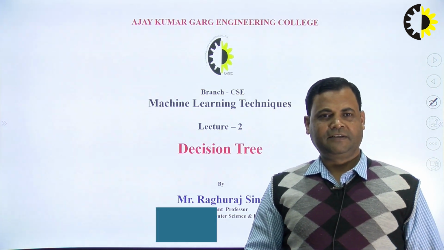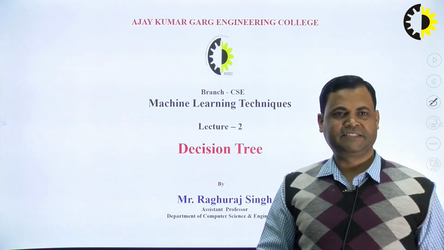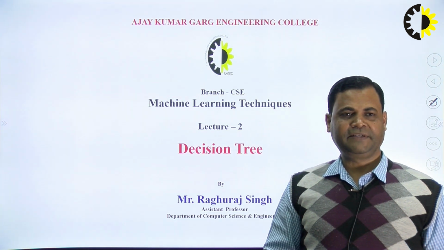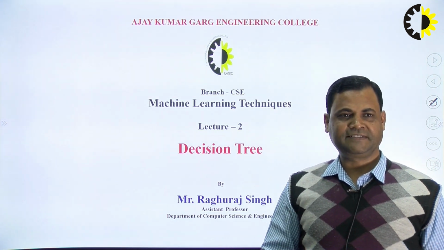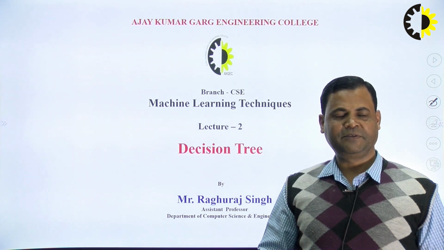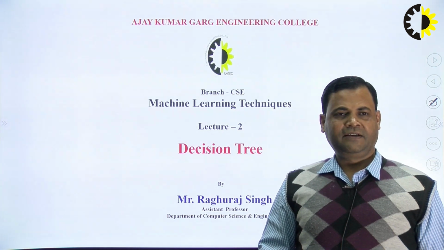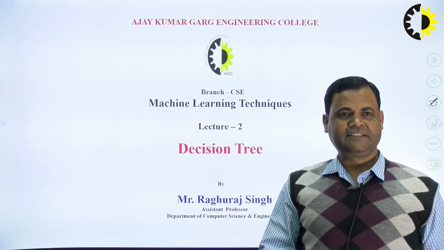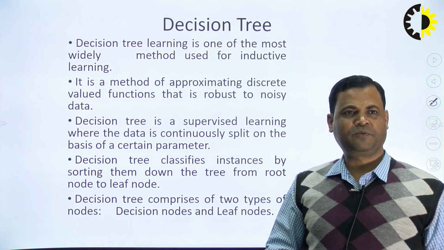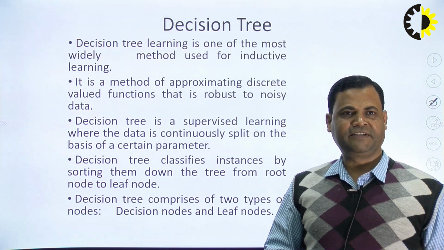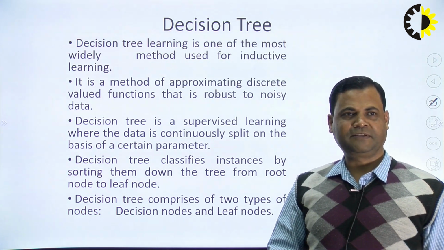So, in continuation to previous lectures, lecture 1 on machine learning techniques, the topic is decision tree. I am continuing from the previous lecture, lecture 1, where I gave a lecture about the decision tree. So, while talking about the decision tree, what is the decision tree? Decision tree learning is one of the most widely used methods for inductive learning. So for the purpose of inductive learning, we basically employ the concept of the decision tree.